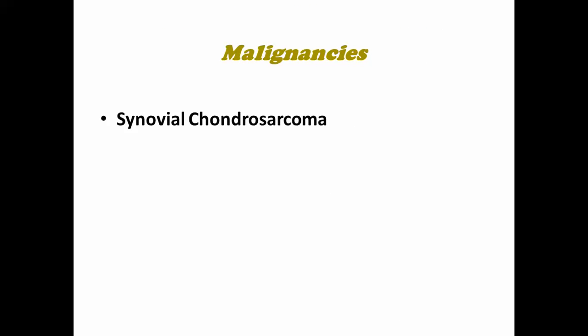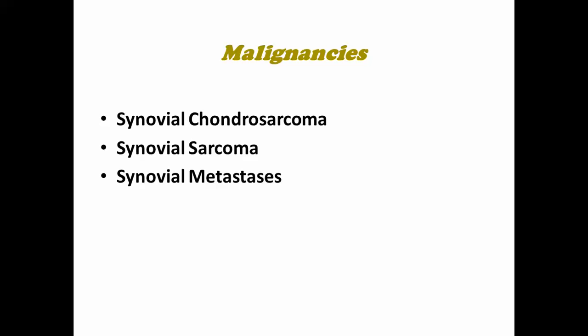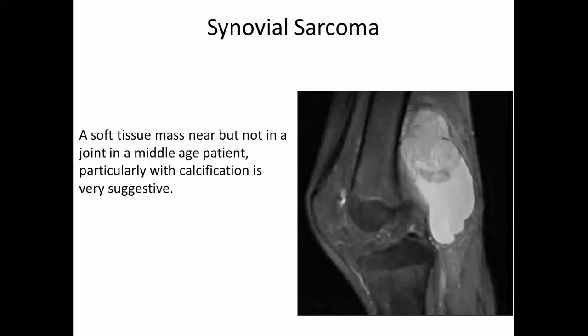Malignancies including synovial chondrosarcoma, and synovial sarcoma, and synovial metastasis, but the famous is the synovial sarcoma, which is seen related to the synovium, usually outside the joint, not inside the joint. A soft tissue mass near but not in a joint in a middle-aged patient, particularly with calcification, is very suggestive. So again, synovial sarcoma is a soft tissue mass near but not in a joint in a middle-aged patient with calcification, is very suggestive. Thank you.